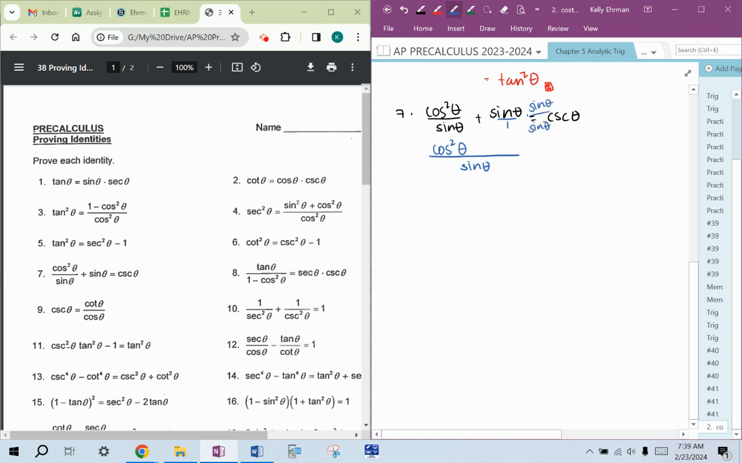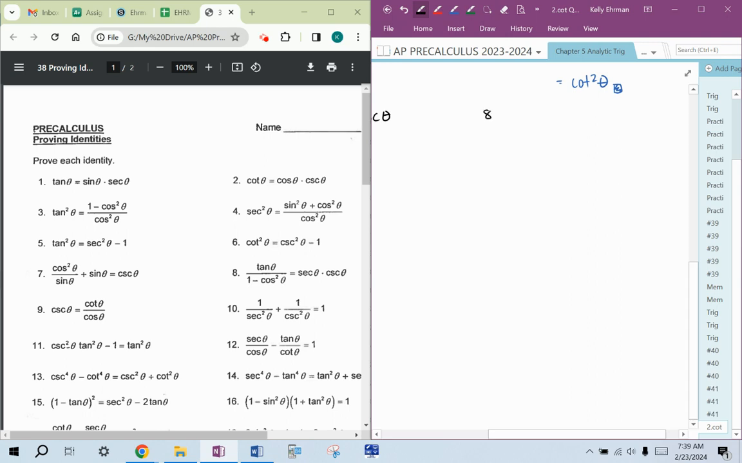And you don't have to show me that in your proofs, but I'm just doing that for explanation. So that makes this sine squared theta over sine theta. And cosine squared plus sine squared is 1. And 1 over sine theta is cosecant theta.